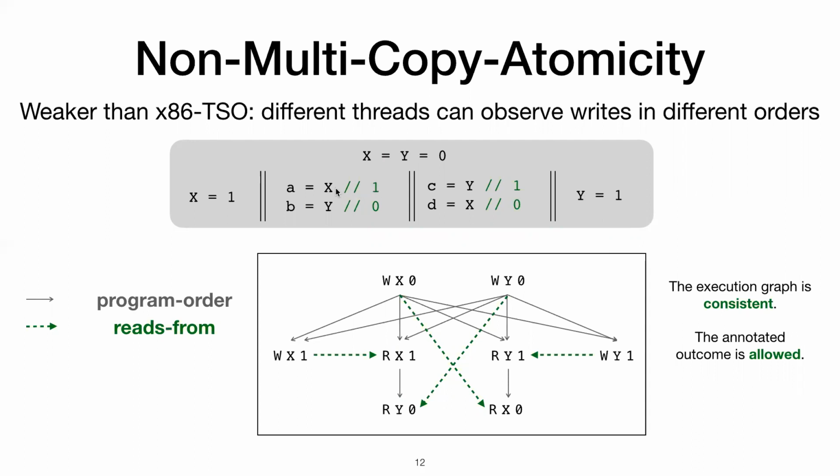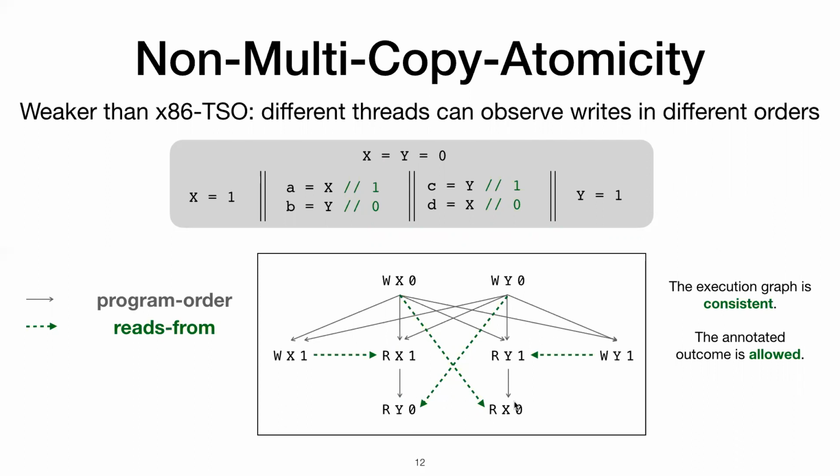This thread sees X is 1, but Y 0. So from the point of view of this thread, this write was before this write. And from the point of view of this thread, this write was after this write. So they have different views of how the writes were performed. And if we analyze this with the graphs, we see that everything is okay.